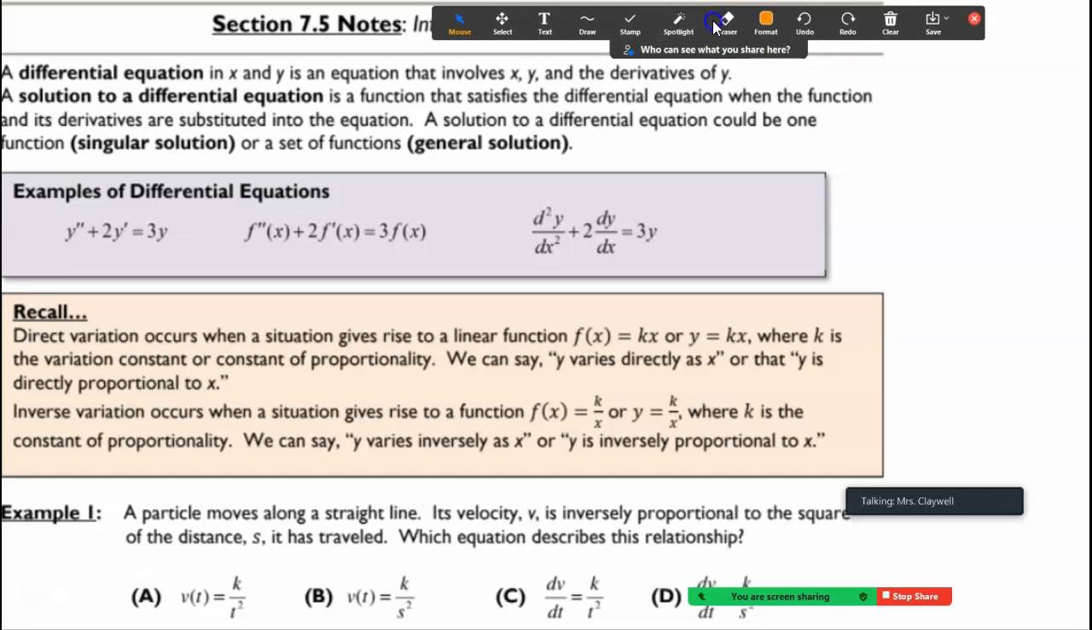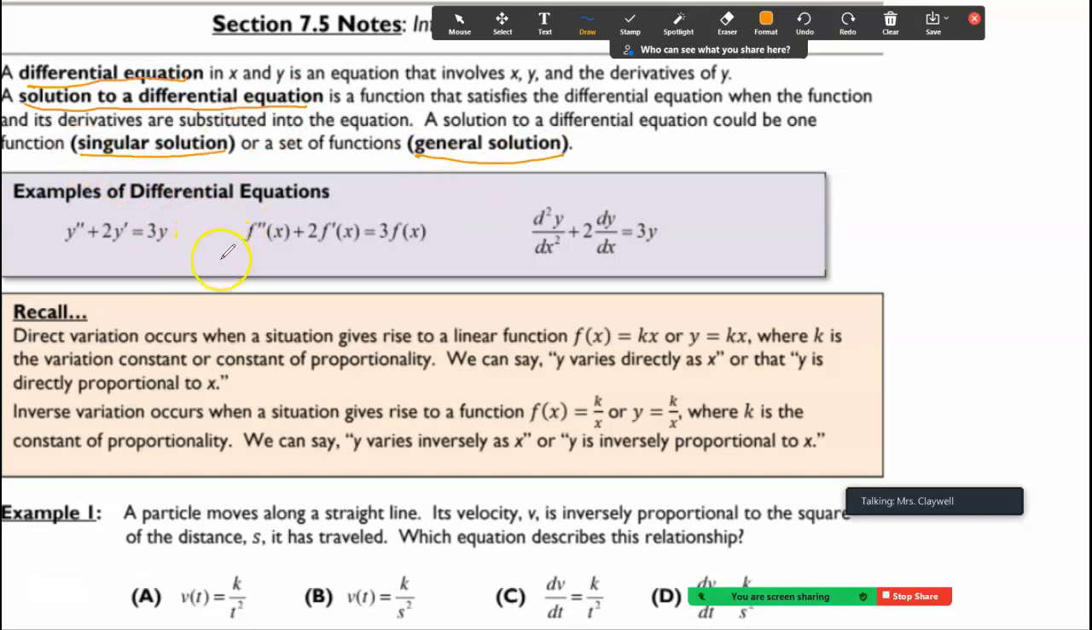Okay, so a differential equation in x and y is an equation that involves x and y and the derivative of y, the derivatives of y's. A solution to that is a set of functions that satisfy that differential equation. And there can be a singular solution or a general solution. So we have a differential equation, we have a solution to the differential equation, and those solutions can be a singular solution or a general solution.